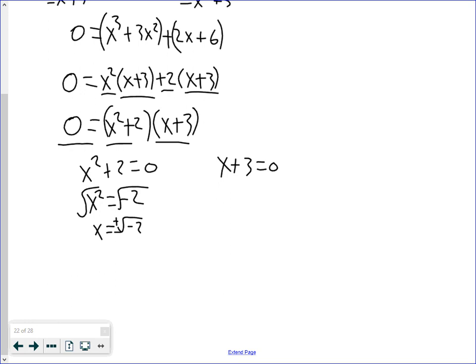So the problem here is that we don't want any imaginary answers. So we get an imaginary solution with x squared plus 2 equals 0. So that's not going to work out. We can cross it out. But for x plus 3 equals 0, we get that x equals negative 3. So that's going to be our solution for number 2.